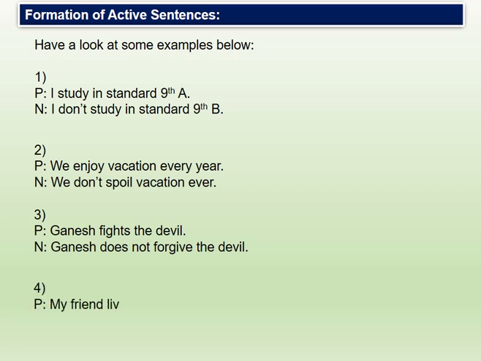Let's look at the 4th example as well. My friend, as I said earlier, is a third person singular, and that's why I put: my friend lives in my town, my friend does not live in my colony, right? So here we have 4 examples indicating third person singular and non-third person singular subjects.